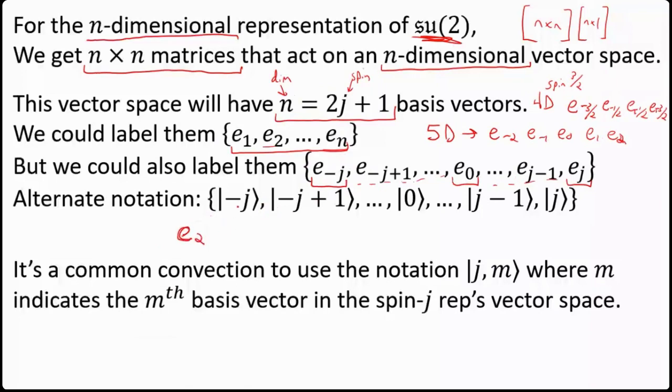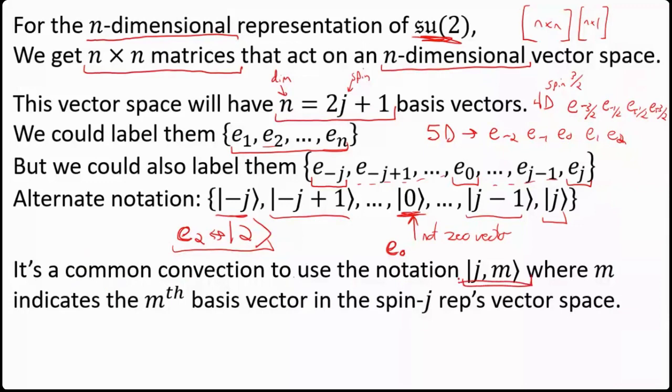So instead of writing E2, we could also write that as a ket vector, just like 2, like that. These are just different ways of writing the same thing. Just to be clear, this is not the 0 vector. That's just the label of the vector, so it's the 0th basis vector. That might be a bit confusing. In quantum mechanics, it's common to use this notation for basis vectors.